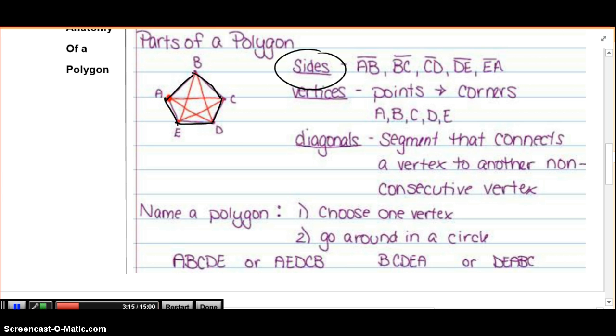Vertices you know as well. Those are basically your points, your corners, the angles, and so on and so forth. Like here, B, A, E, D, and C. Those are all examples of vertices.